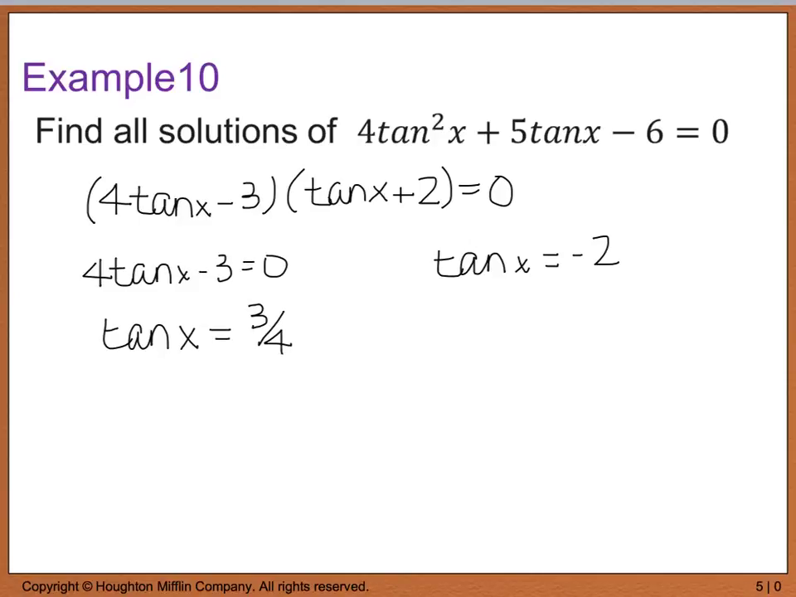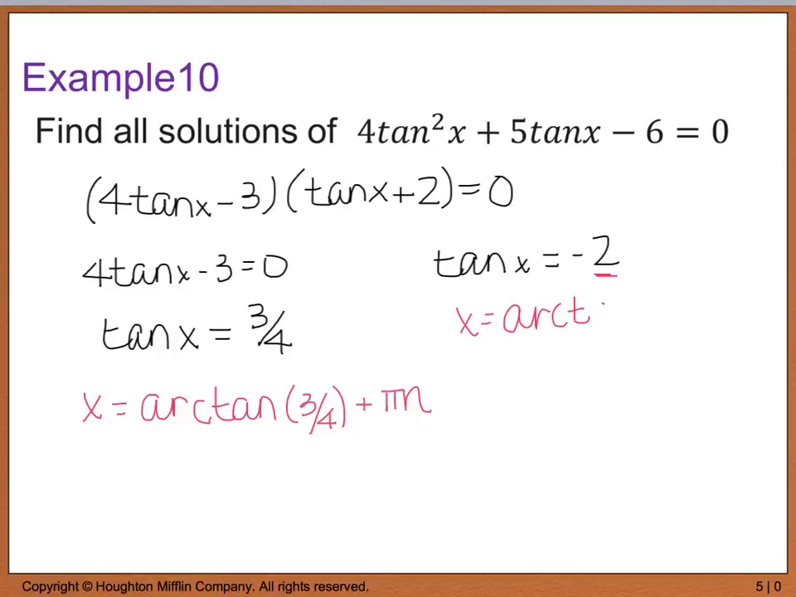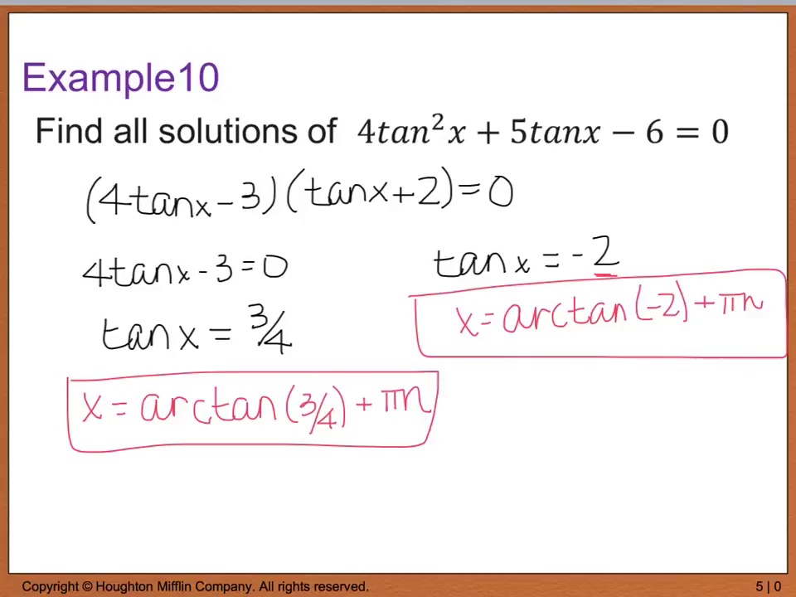And this isn't a nice trig number, so the only thing I can do to solve this is take the inverse. So I can say x equals the inverse tangent or arc tangent of 3/4, and then I'm going to add pi n to it. Likewise, negative 2 isn't a nice number for tangent, so I'm going to have to say x here is equal to the arc tangent of a negative 2 plus pi n as well. So my two solutions are right here.